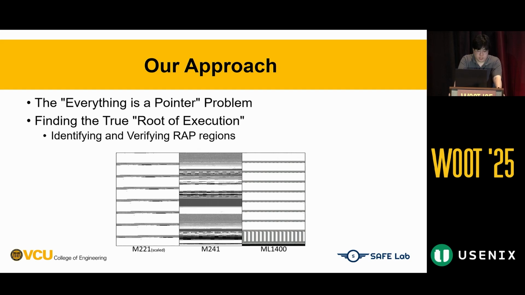For more complex challenges, including the pointer issue, how do we distinguish critical metadata, including a pointer, from a random 4-byte data? How do we find the execution tree, the true root that controls the execution? And how do we make sense of these replicated data by the RAP phenomena?